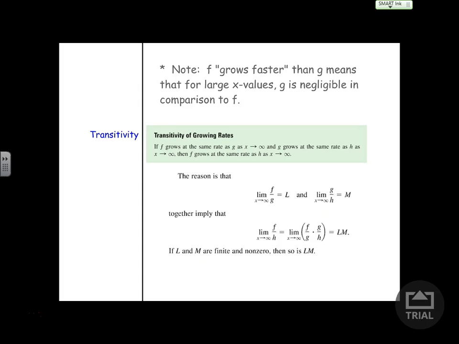Remember, if the limit is 0, well, yeah, then one's faster than the other. Or similarly, if it's over 0, so the limit is infinite, then once again, one is faster than the other. And similarly, one is slower than the other.